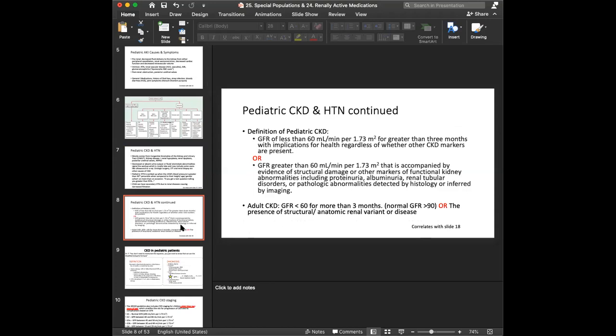Okay, so looking at definitions, GFR of less than 60 for greater than 3 months, regardless of other markers, or GFR greater than 60 with structural damage, different anatomy or abnormalities like proteinuria, albuminuria, and so on and so forth.